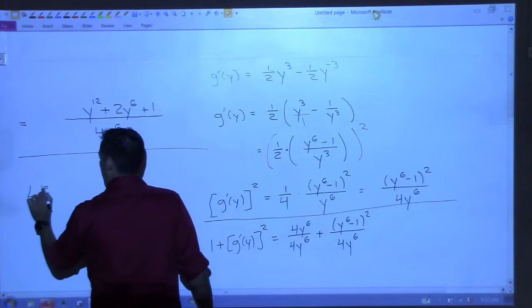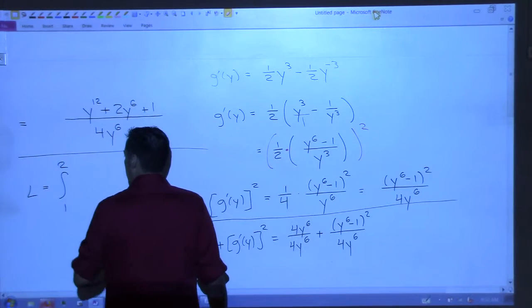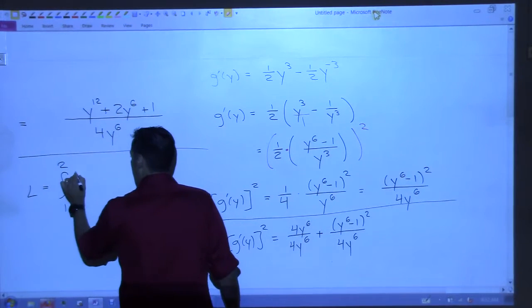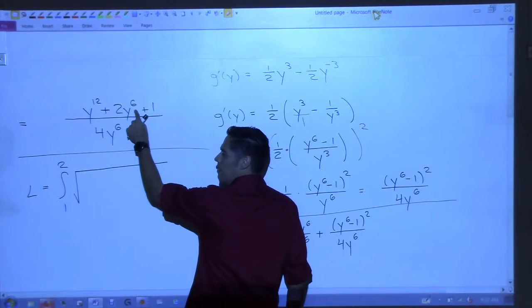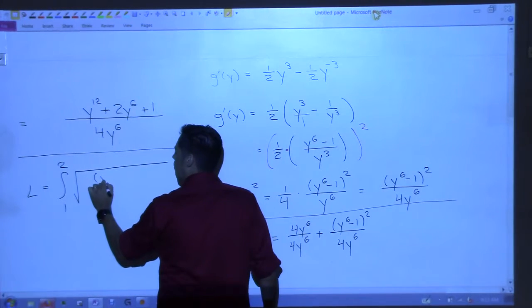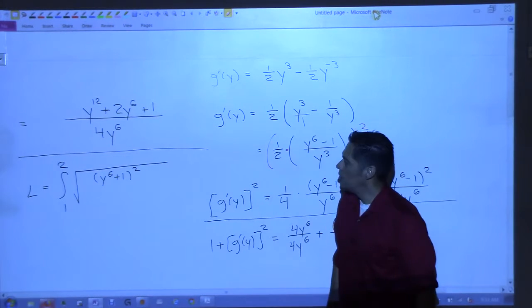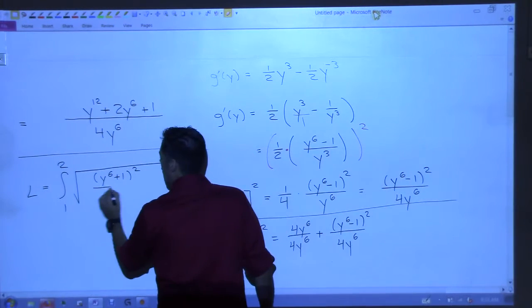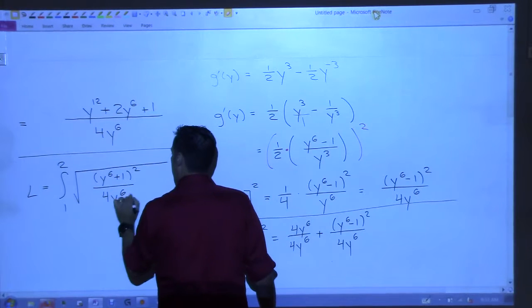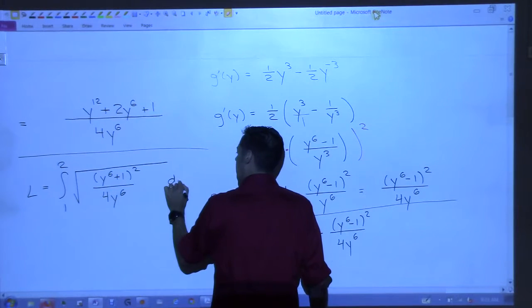The length of that curve is the integral from 1 to 2 of the square root of this thing up here, but I'm going to factor it, y to the 6th plus 1 squared. That's it factored. And then over the denominator, which is 4y to the 6th, dy.